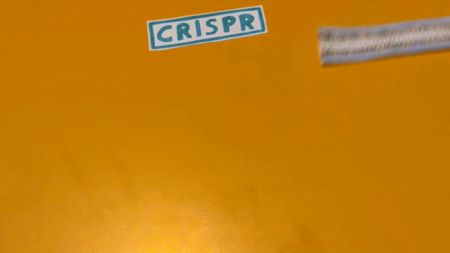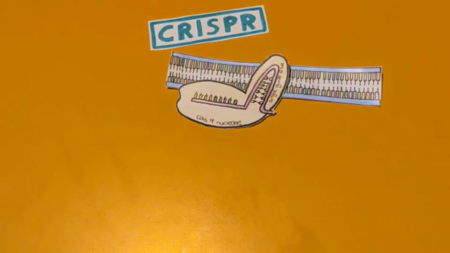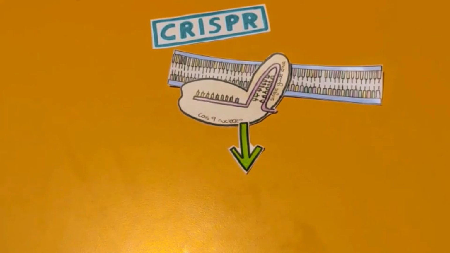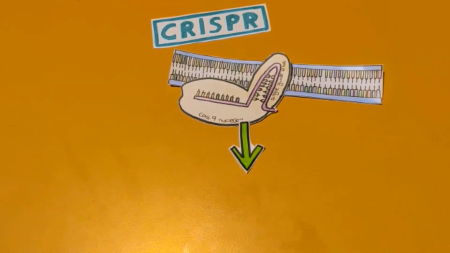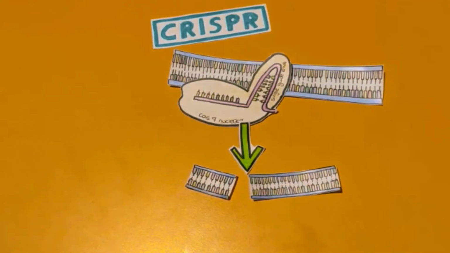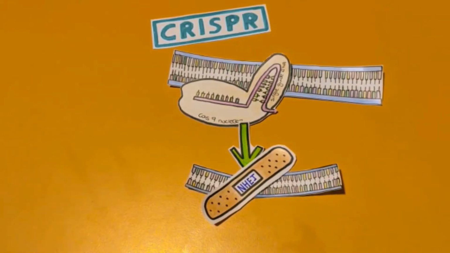CRISPR is composed of a single guide RNA and a Cas9 nuclease. They come together to form a ribonucleoprotein, RNP. Cas9 recognizes a sequence in the genome, which differs depending on the species. After binding the DNA, Cas9 will cause a double-strand break. Then, the NHEJ repair system will induce the mutations.